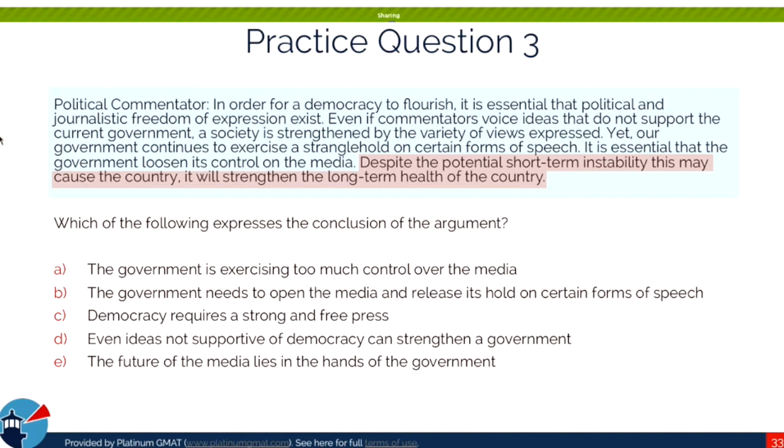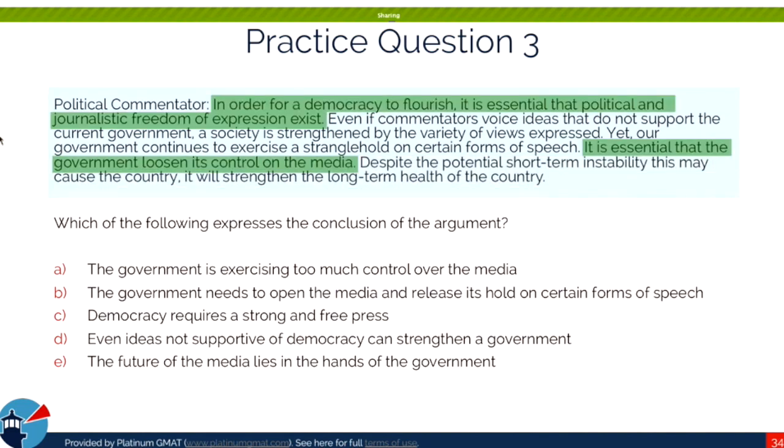Okay, so if I look for conclusions, I see 2 things that are led to from something else in the passage, right? So in order for democracy to flourish, it is essential that political and journalistic freedom of expression exists. That could be a conclusion. But the thing here is this passage was written by a political commentator. And the political commentator isn't here to talk theory about democracy. They're here to have a call to action. So the second part of the passage, it is essential that the government loosen its control on media, sounds more like what a political commentator would say. So I'm going to say that's our conclusion.